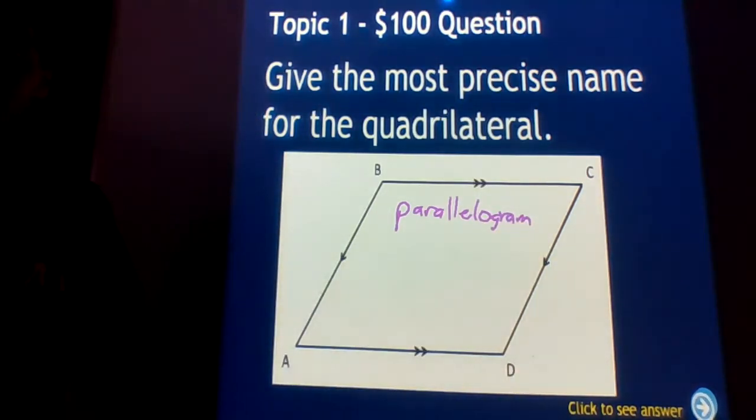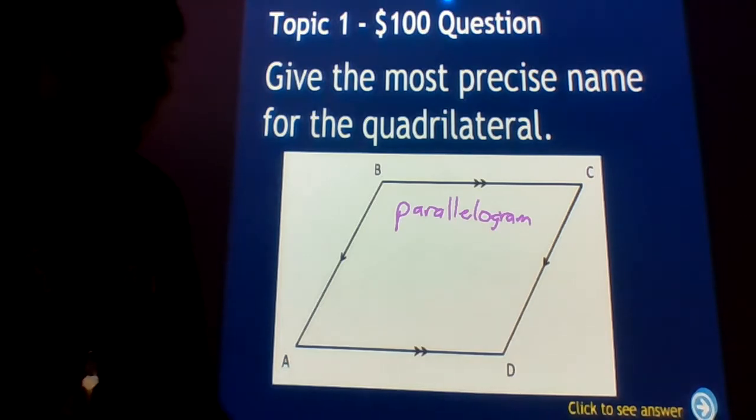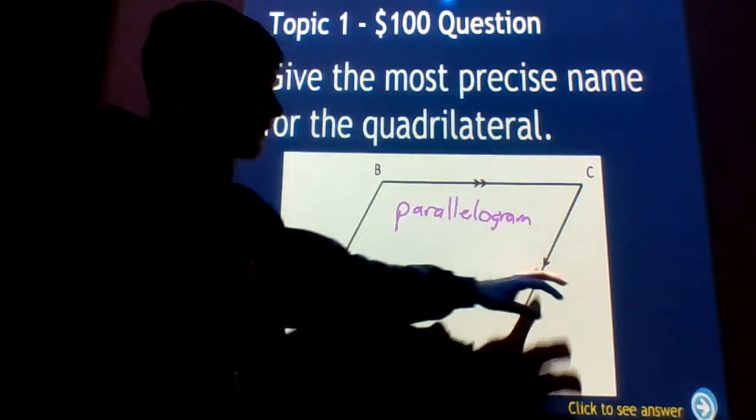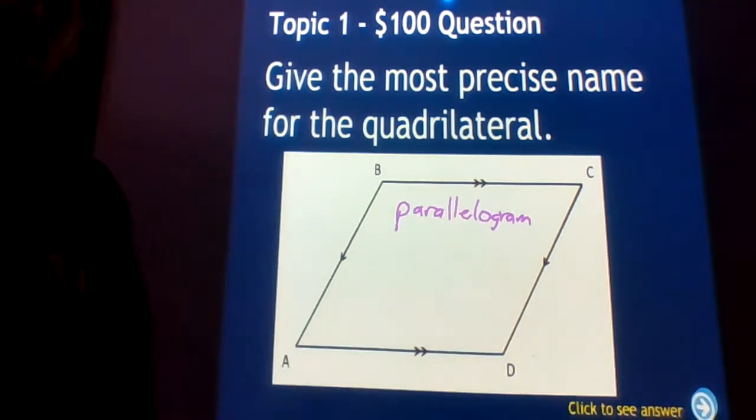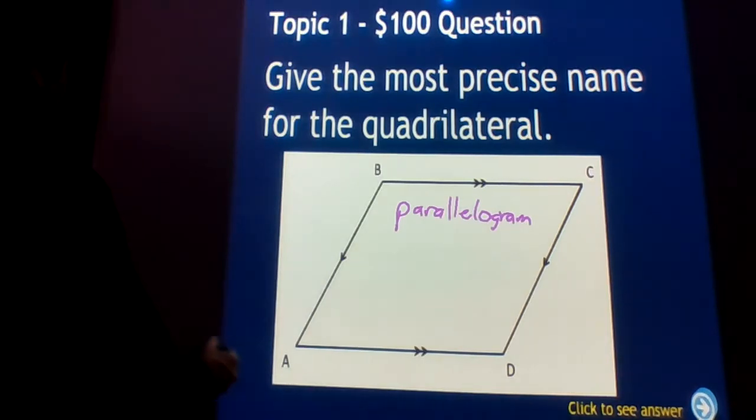So that's going to tell us it's a parallelogram. It could be a rhombus. If all 4 sides were congruent, it would be a rhombus, but we don't know that. If all 4 angles were right angles, then it would be a rectangle, but we don't have any information on the angles. And if all 4 sides were congruent and all 4 angles were right angles, then it would be a square. But right now, all we know is 2 pairs of opposite sides are parallel, so the best name we can give it is a parallelogram.